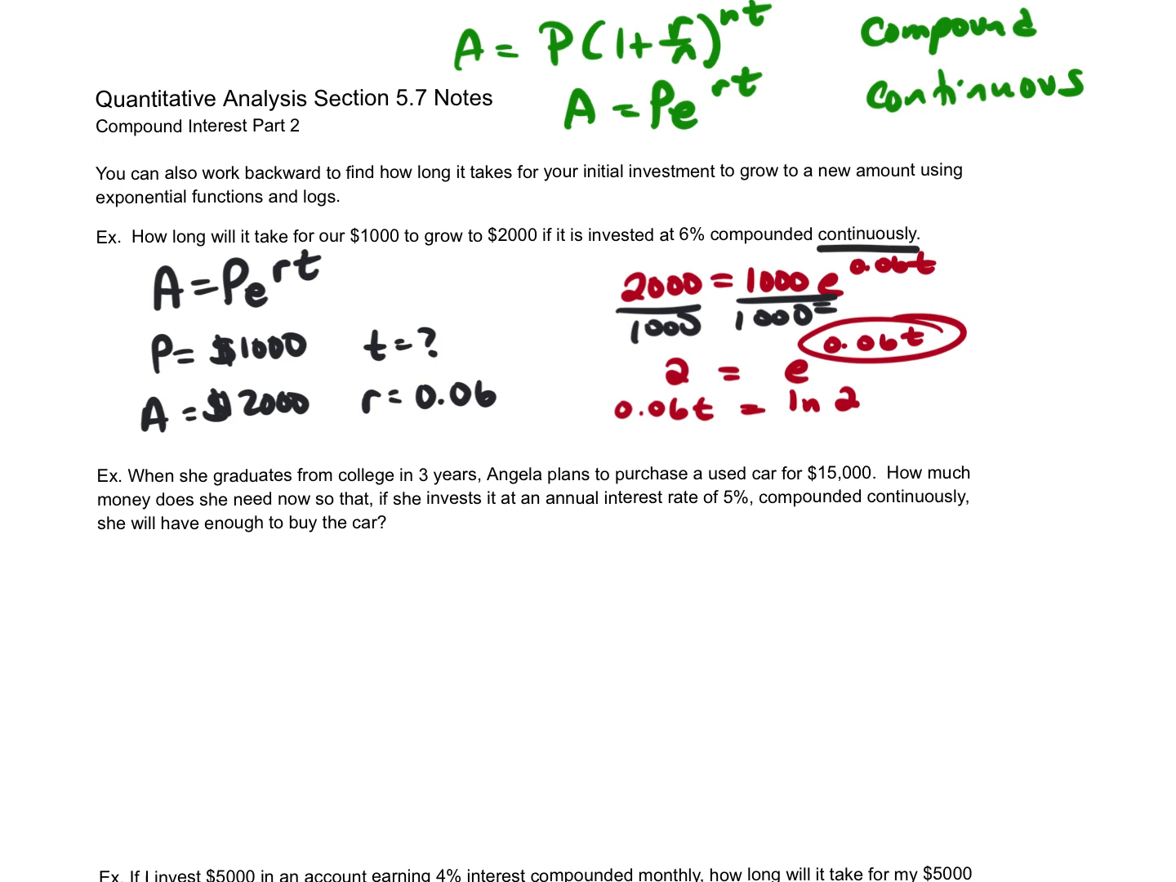Then I can simply divide by 0.06, so my answer is going to be ln 2 divided by 0.06. So that's how long it's going to take for my money to double from 1,000 to 2,000. I'm just going to type that in the calculator, natural log of 2 divided by 0.06, and that's going to give me about 11.6 years. So it takes 11 and a half years for my money to double in this scenario. Now, a higher interest rate would take a shorter amount of time. A lower interest rate would obviously take more time.